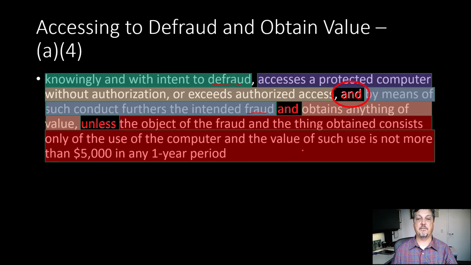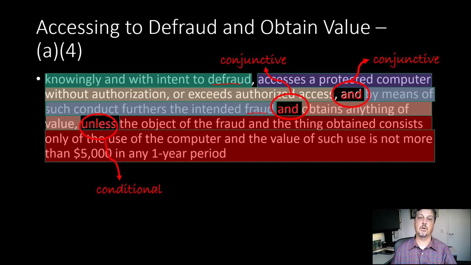So notice here that we have a conjunctive test. All right, you need this, and this, and you need this. But we also have a conditional, which is the word unless. So even if we have all these other things present, if one of these conditions obtains, then there's no crime. So what is the condition here? The condition here is basically a monetary jurisdictional threshold.